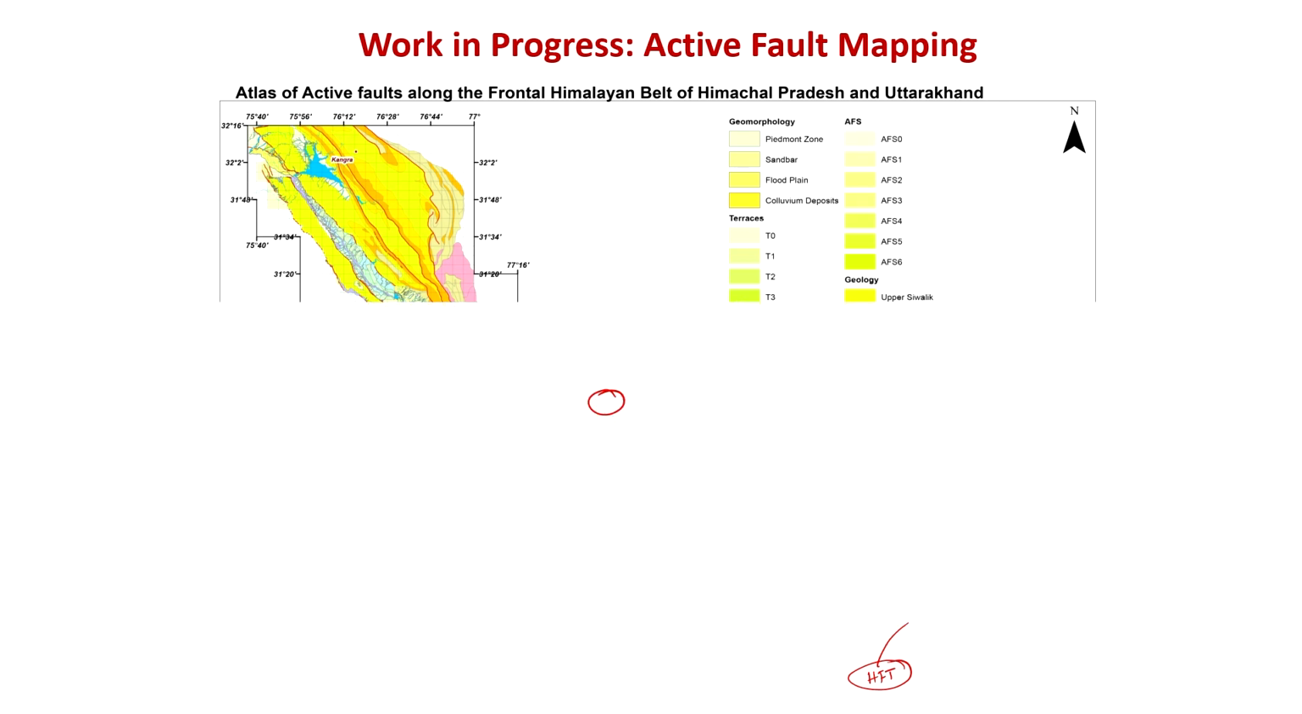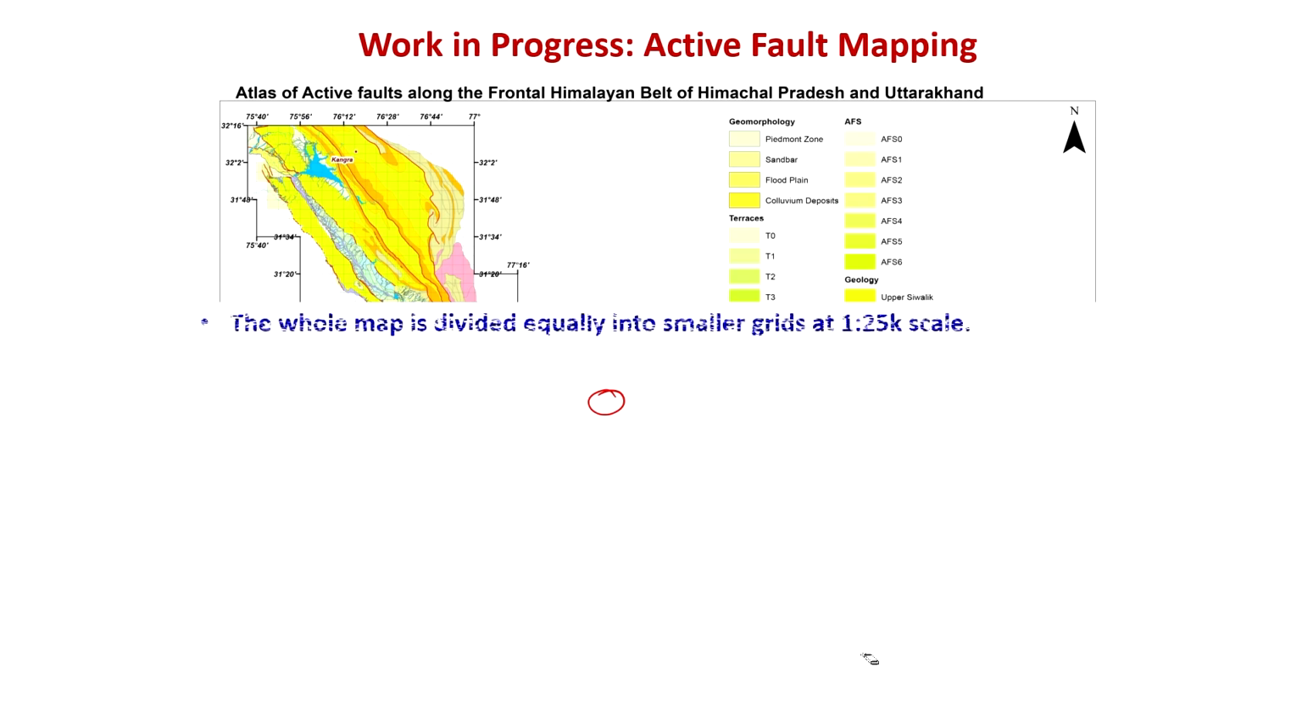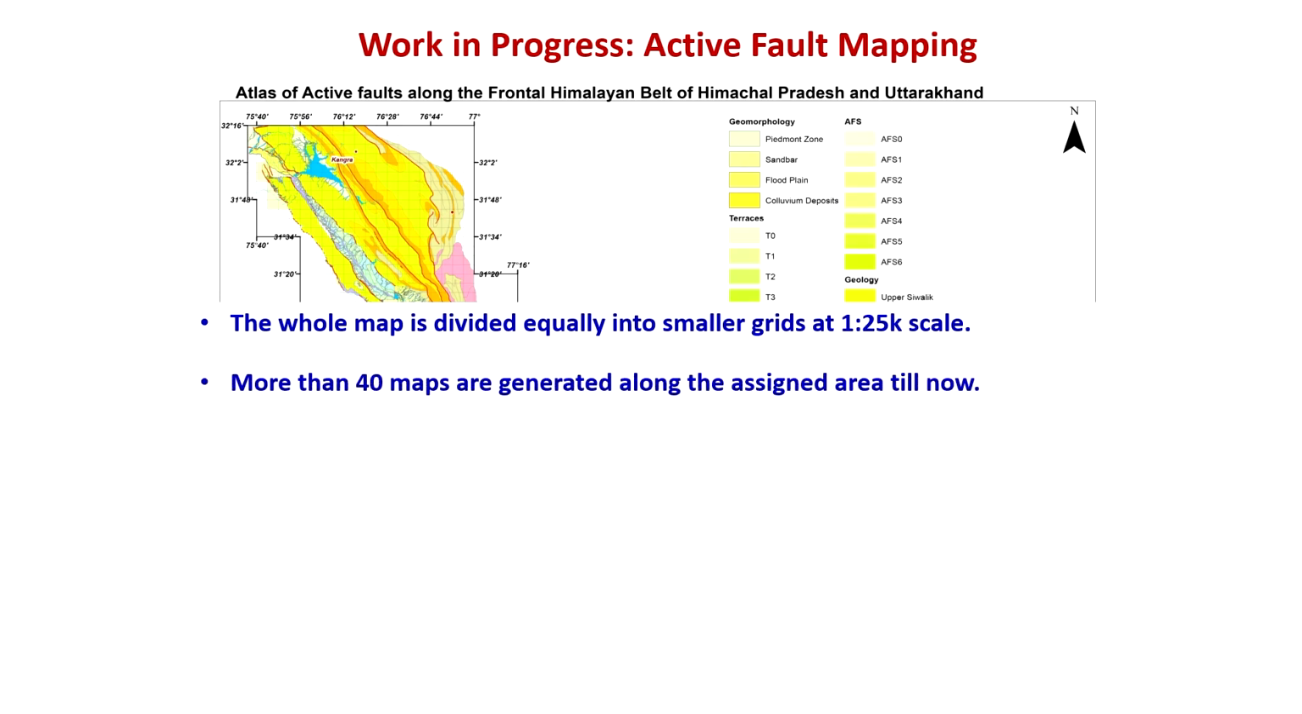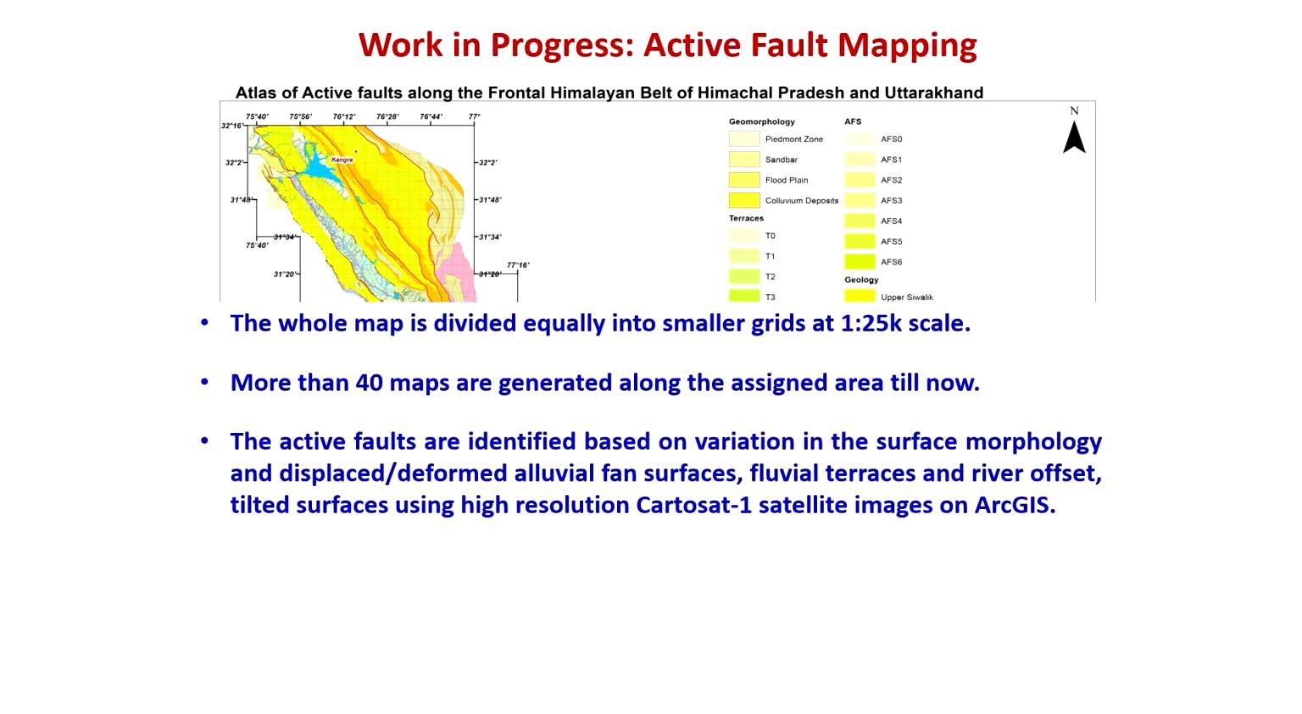So, what has been done is that this whole map is divided equally into smaller grids. We can see the grids here. These are the smaller grids, and more than 40 maps are generated along the assigned area. This is way back, but we have generated more.